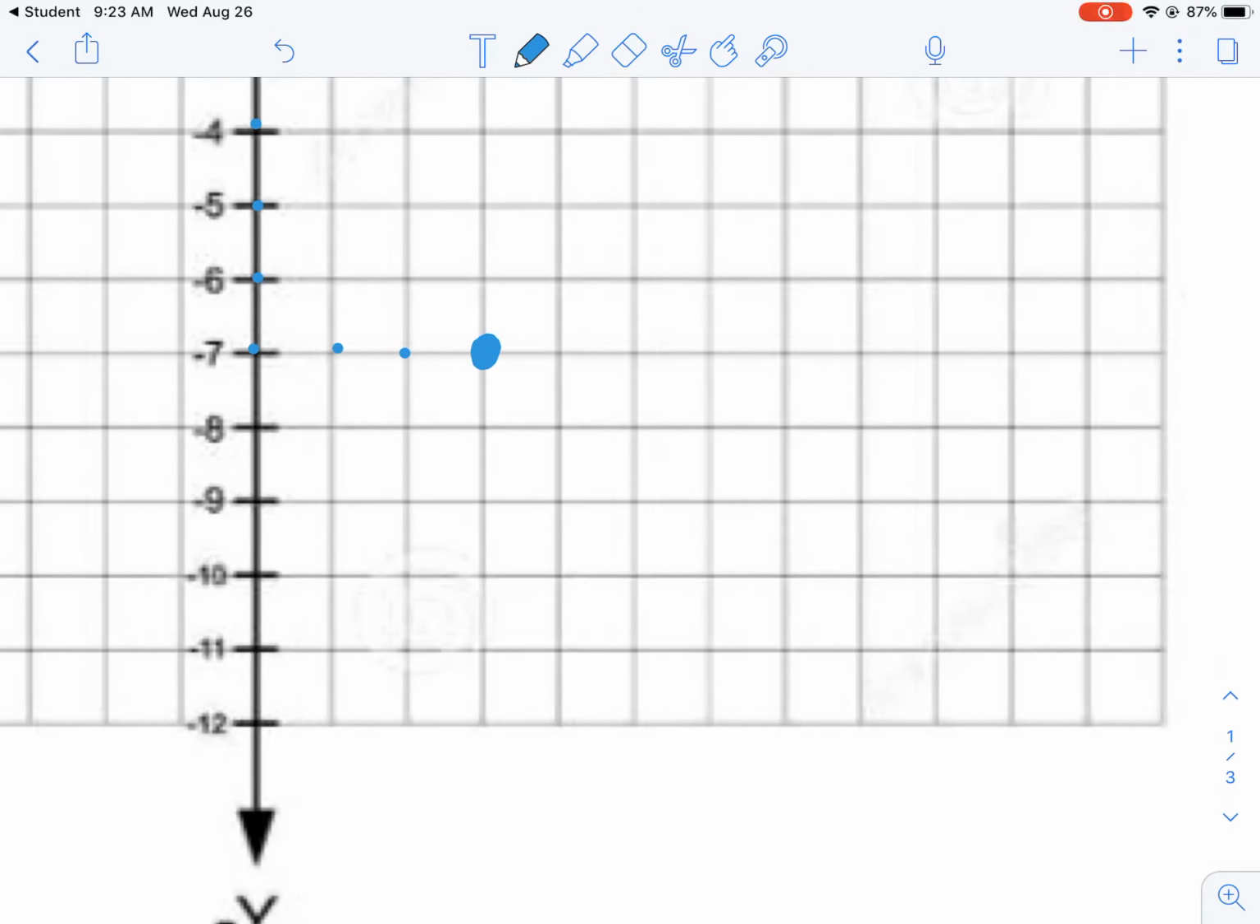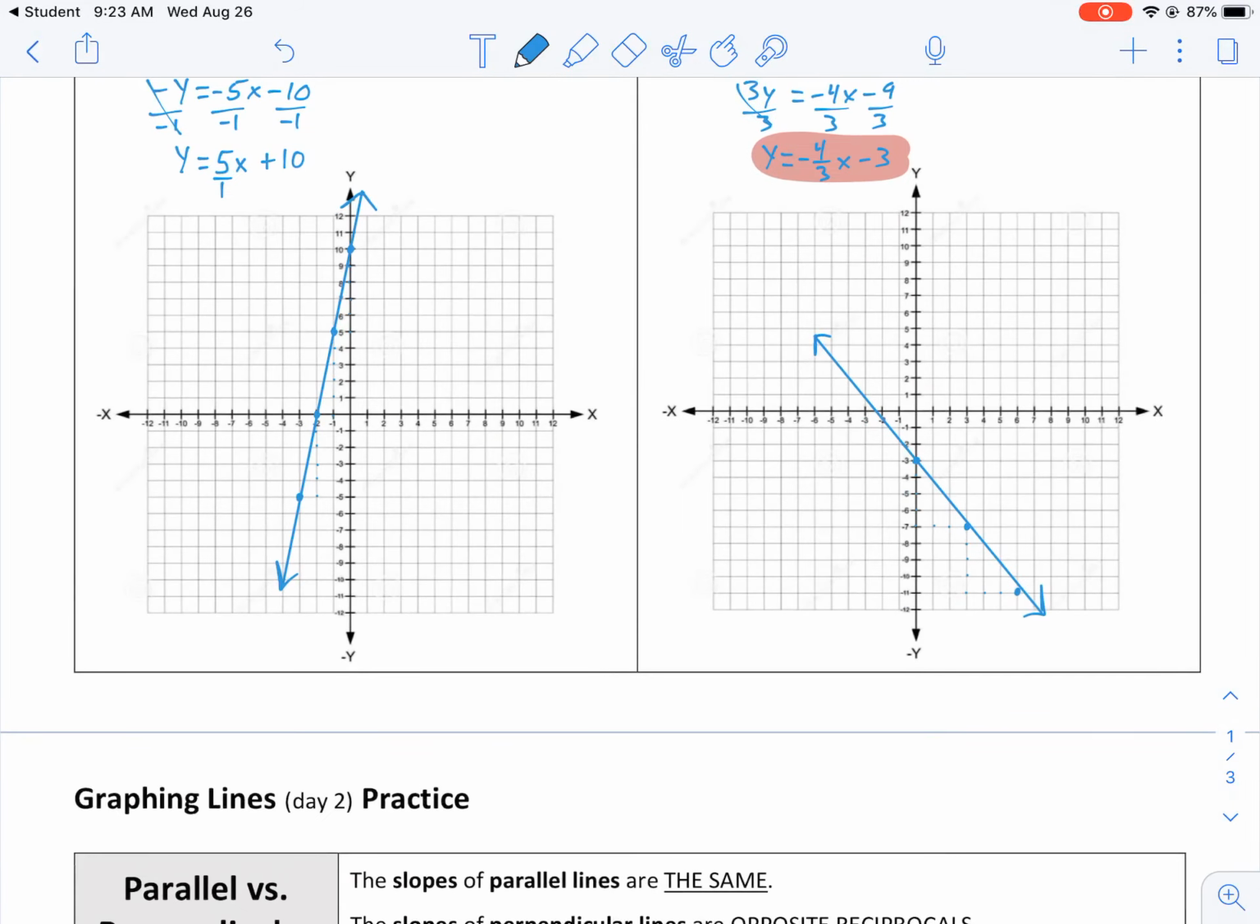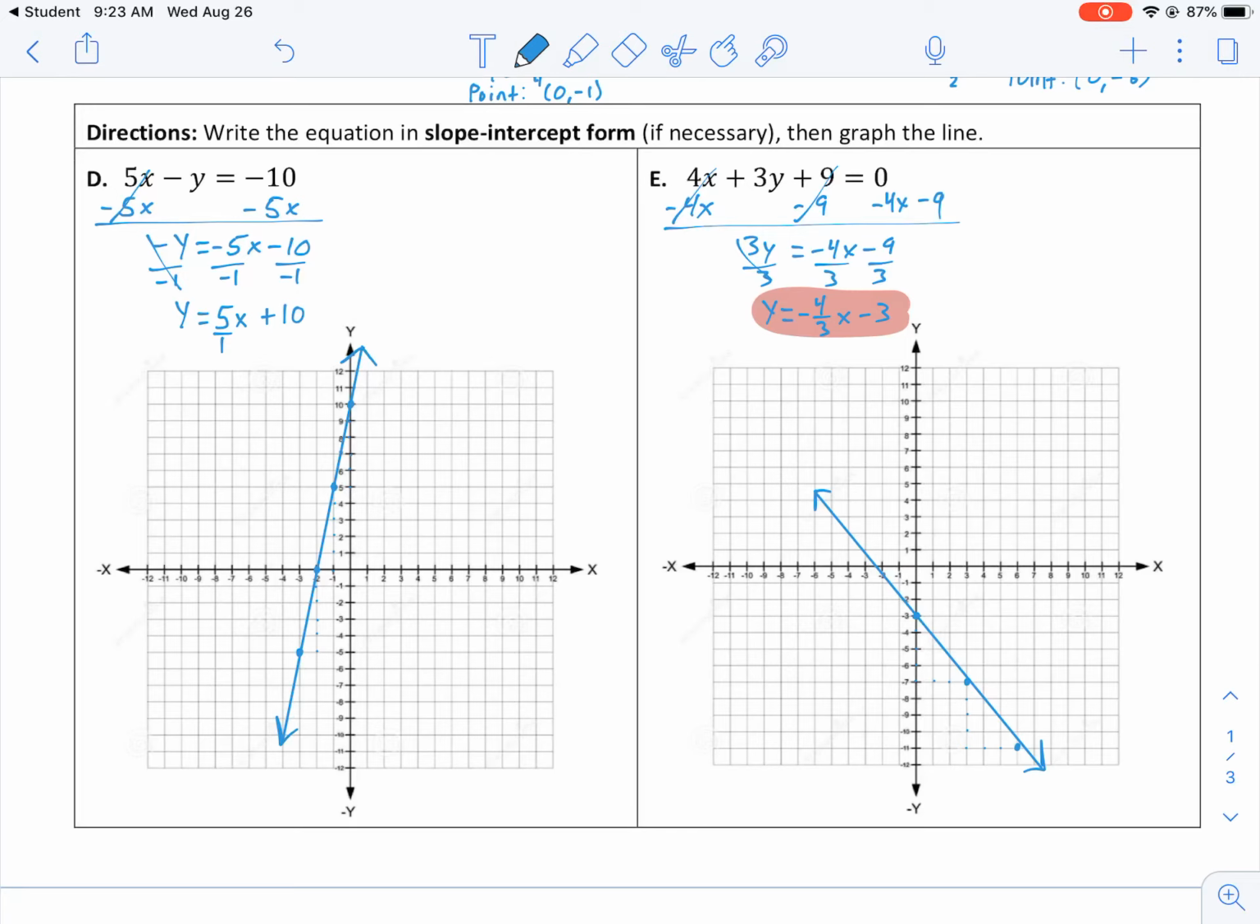And again, we can do that multiple times. 1, 2, 3, 4. 1, 2, 3. When you've got the amount of points you want, then you can draw your line, and we are done. So that's all we're doing today.